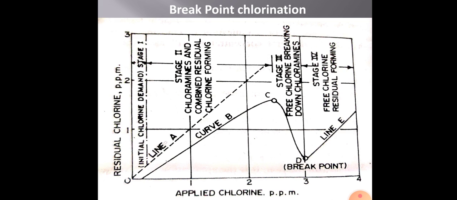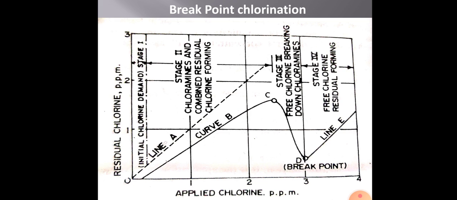Now at point D, what happens is the bad smell and the taste will disappear, and oxidation of the organic matter will also be complete. So when you reach this point D, the bad smell will disappear. So we can say at point D the oxidation process is complete. So the residual chlorine has its minimum value at point D.